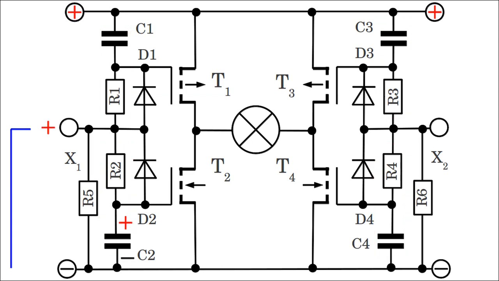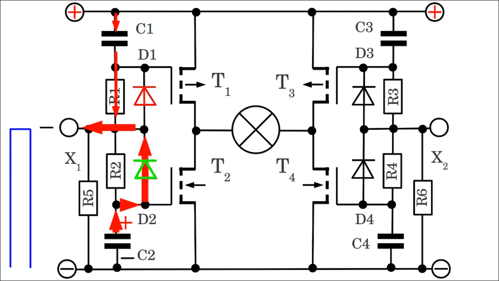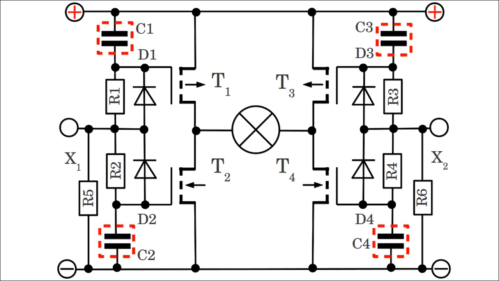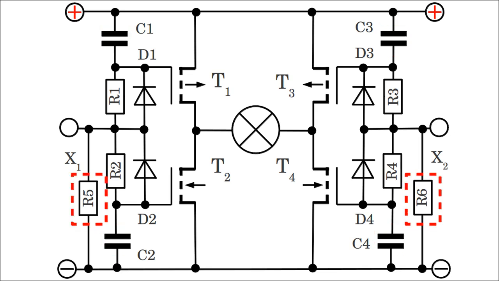Whenever the voltage at X1 alters from the positive supply voltage to 0 volts, capacitor 1 gets charged slowly via resistor 1, hence the turn-on procedure of transistor 1 is delayed. In contrast, capacitor 2 gets discharged quickly through diode 2, which is forward biased, hence transistor 2 is turned off with almost no delay. There is always a small capacitance at the gate area of MOSFETs, so the external capacitors could eventually be omitted. R5 and R6 are pull-down resistors.